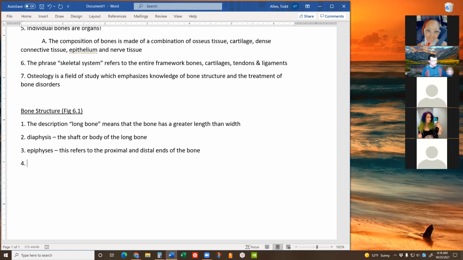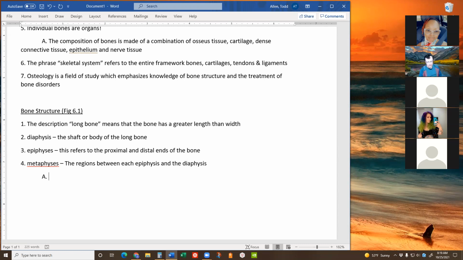In addition to the epiphyses, notice the metaphyses. The metaphyses are the regions in between the diaphysis and each of the two ends, each of the epiphyses, the proximal and distal epiphyses. So the metaphysis is in between a diaphysis and an epiphysis. Metaphyses: the regions between each epiphysis and the diaphysis.